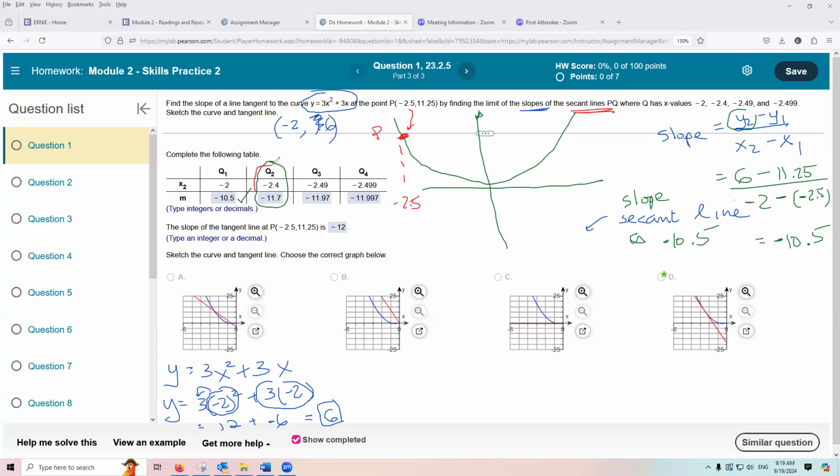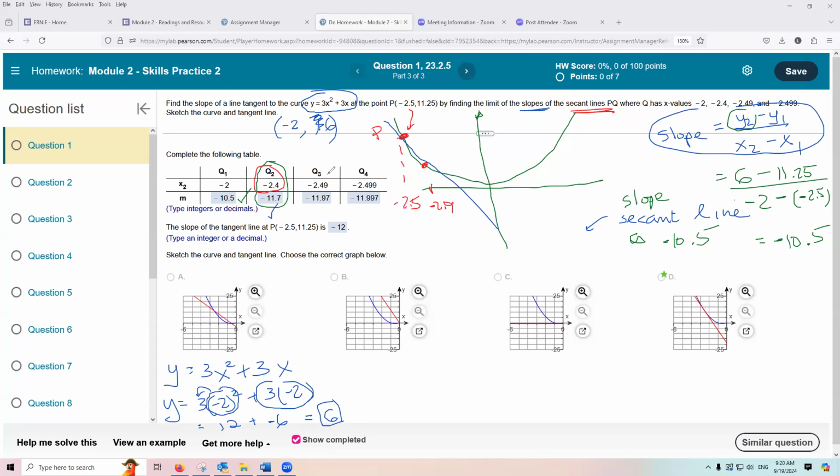Now Q2 says go to negative 2.4. Well, negative 2.4 is very close. Now I'm going to be finding the slope of this blue line, this secant line here. And if you work that out the same way using the slope formula, you'll come up with negative 11.7.